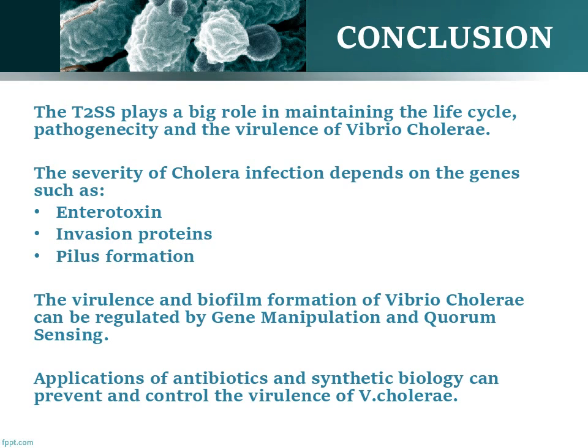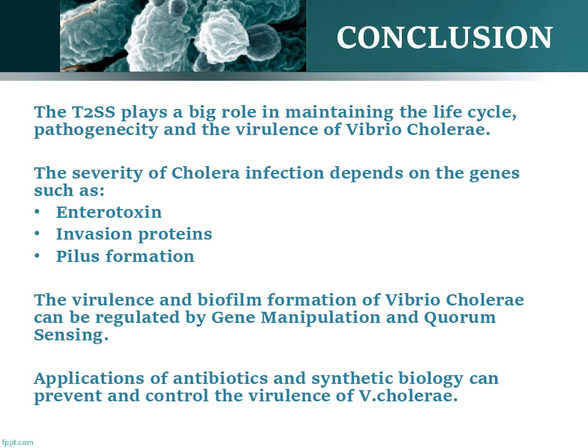So we've reached the end of this video presentation, and we can conclude that the type 2 secretion system plays a big role in maintaining the life cycle, pathogenicity, and virulence of Vibrio cholerae. The severity of cholera infection depends on genes such as enterotoxin, which interferes with host cell function, invasion proteins for the travel of the bacterium through the mucus of the GI tract, and pilus formation to allow for phage attachment.